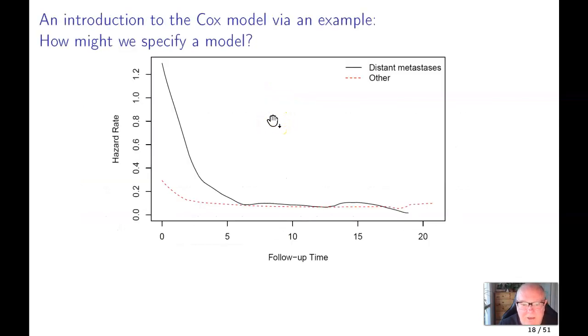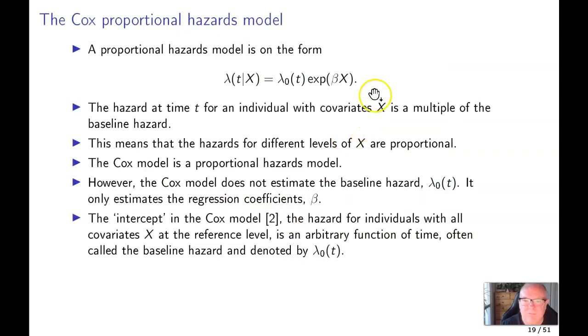So if we look back at the graph, this dotted red line is conceptually the intercept. It's the value of the hazard function as a function of time for the unexposed. Then, according to the values of the covariates, we multiply the baseline hazard by a fixed amount. So we have a baseline hazard, and then we have some multipliers, which are the effects of the covariates.